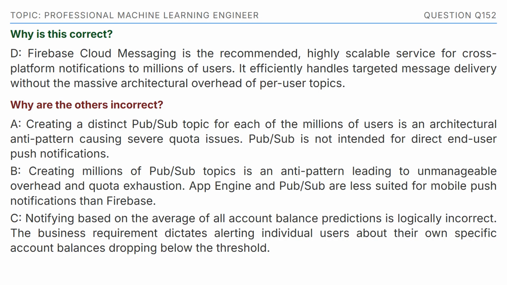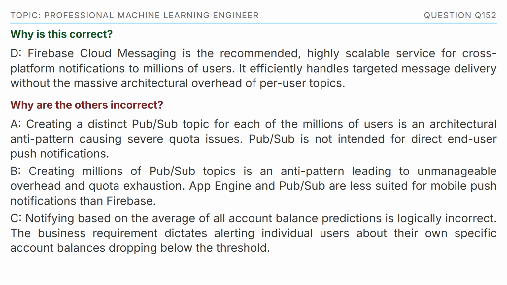Firebase Cloud Messaging is the recommended, highly scalable service for cross-platform notifications to millions of users. It efficiently handles targeted message delivery without the massive architectural overhead of per-user topics. Why are the others incorrect?